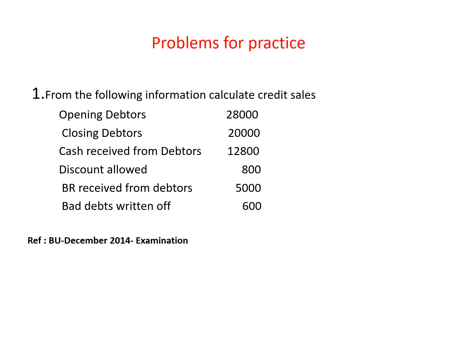So dear students, these are the problems for you to practice. One problem is given, problem number 1. You should calculate credit sales. These are the items given: opening debtors, closing debtors, cash received, discount allowed, BR received from debtors, and bad debts written off. Try this problem and calculate the total sales.